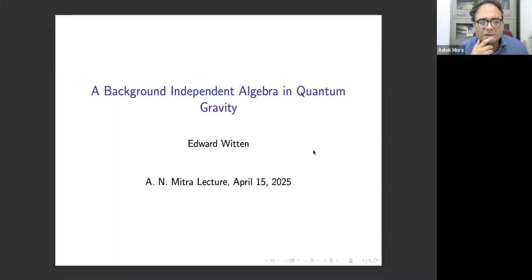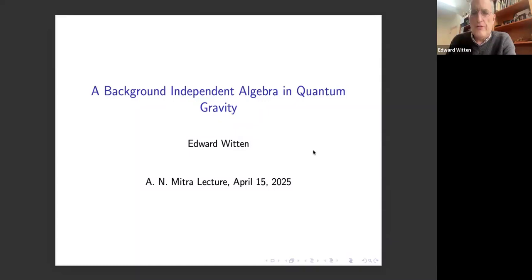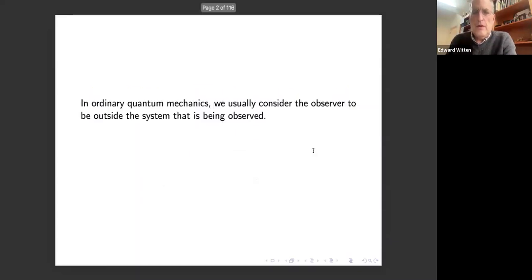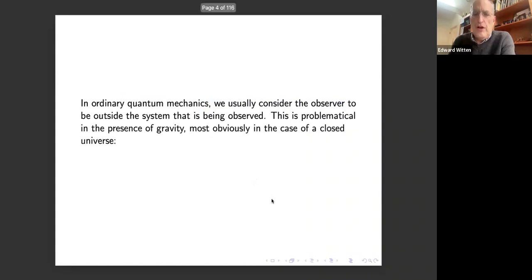As you can see, my title is background independent algebra in quantum gravity. So let's start by reviewing the situation in ordinary quantum mechanics. In ordinary quantum mechanics, we usually consider the observer to be outside the system that's being observed. That's problematical in the presence of gravity, most obviously in the case of a closed universe. No one can look at a closed universe from outside.